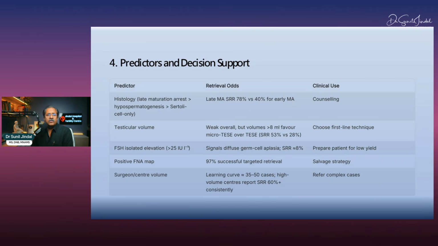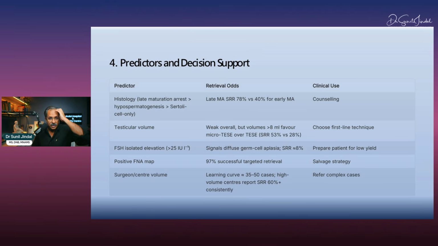you may get up to, in hypospermatogenesis, up to 70%, 80%, in maturation arrest about 40%, and Sertoli-cell-only 20%. The testicular volume, if it is more than 8 ml, it is significant of getting a higher sperm retrieval rate. FSH isolated will not predict it. You have to combine it with everything. But in case the FSH is high, there is a chance of germ cell dysplasia, and sperm retrieval rate goes down.